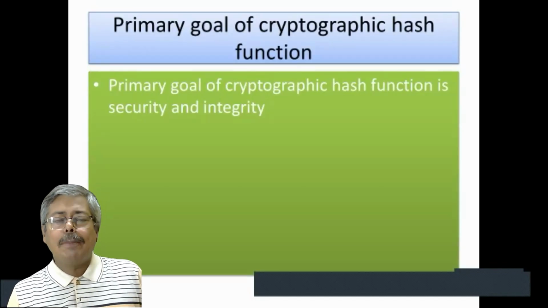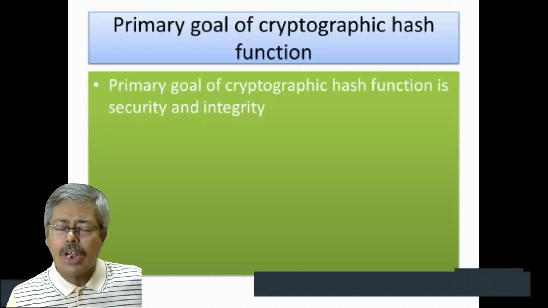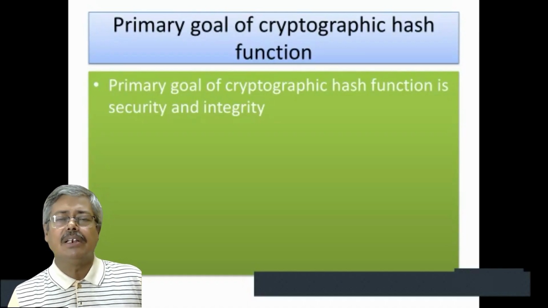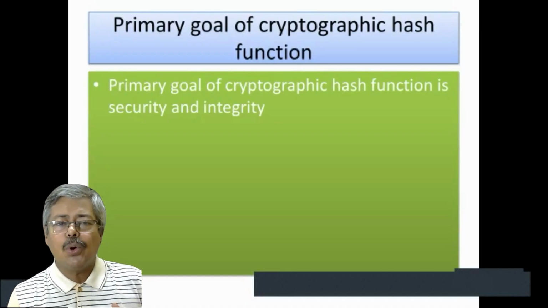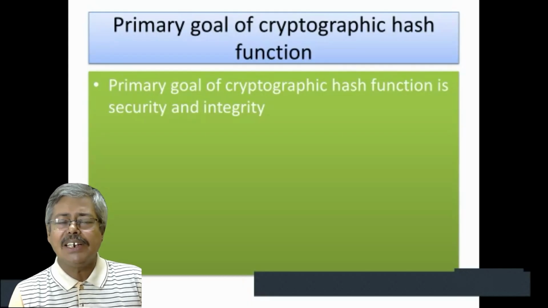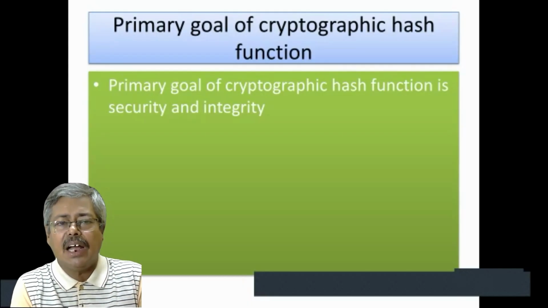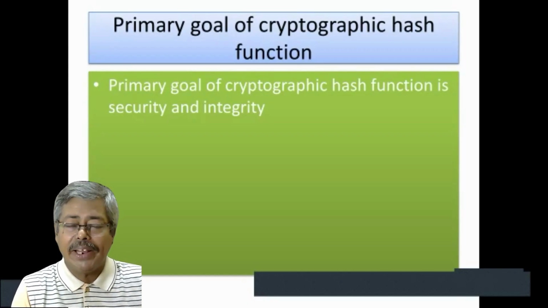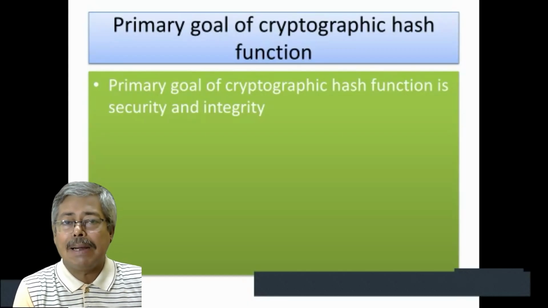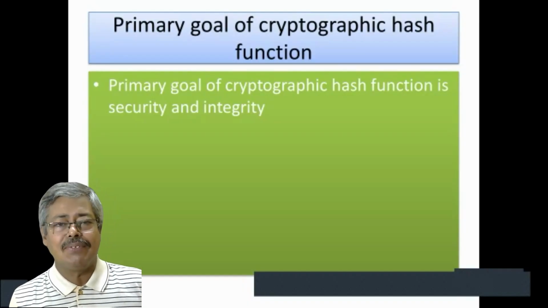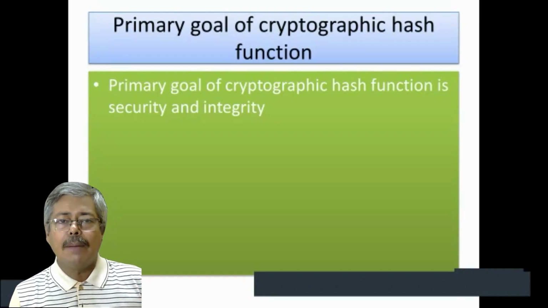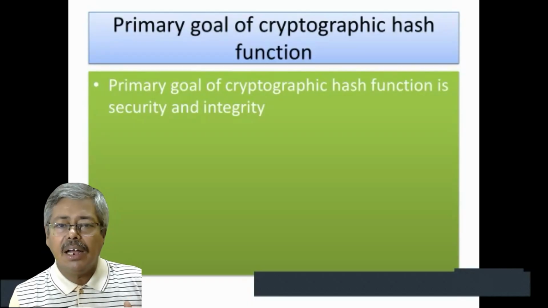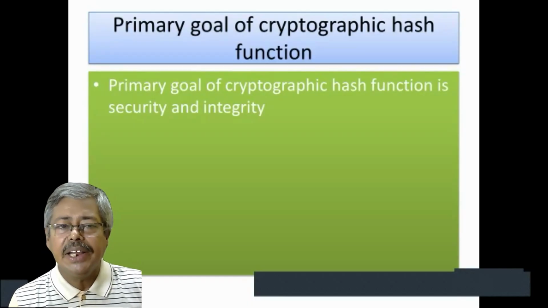Primary goal of the cryptographic hash function. Mainly the cryptographic hash function is used for cryptography purposes, that is to hide the data, to implement the data structure in a different model, a different way. It is mainly a hidden purpose of the cryptographic function. So the primary goal of the cryptographic function is security and integrity.